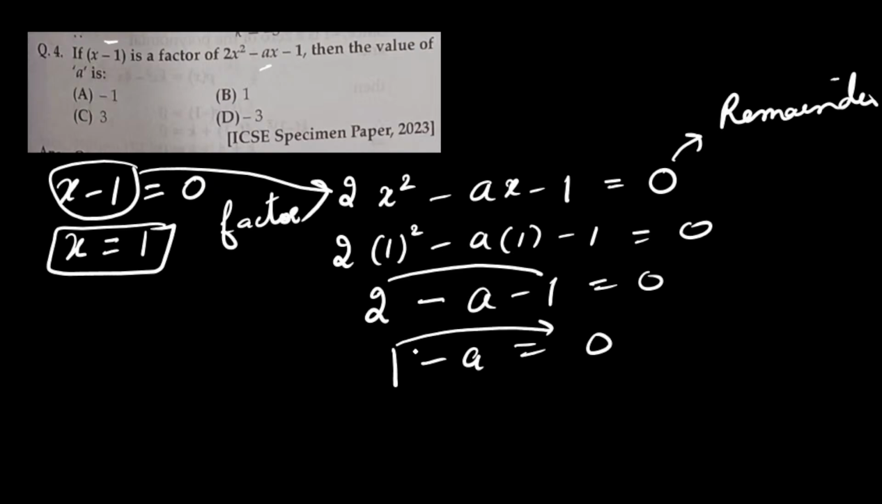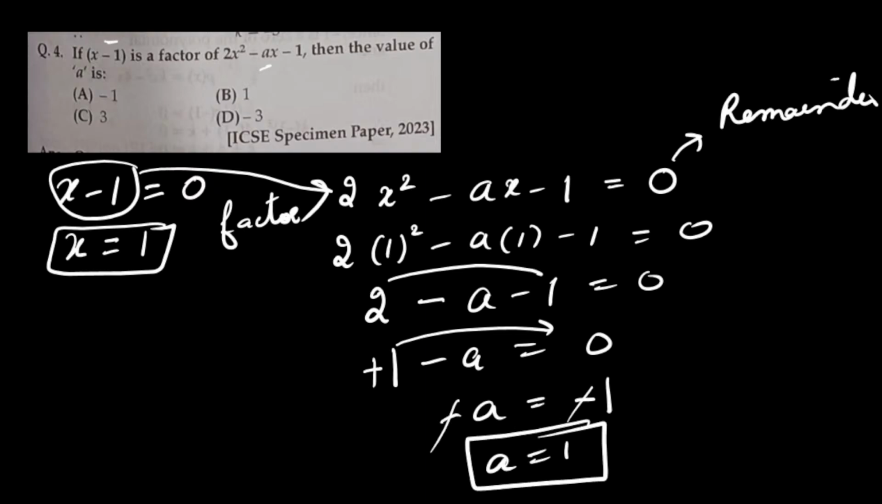1 we will shift to the other side as we have to find the value of a. So minus a is equal to, this 1 is positive, when we shift to the other side it will become negative 1. Minus and minus sign will get cancelled. So a's value is equal to 1. Yes, a is 1.